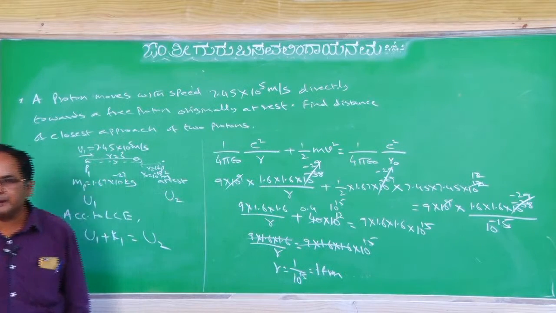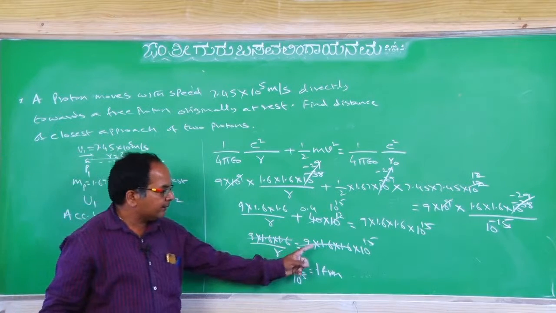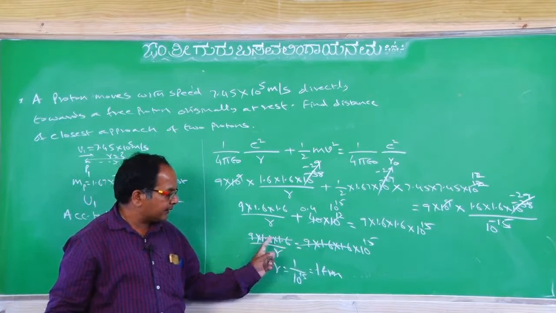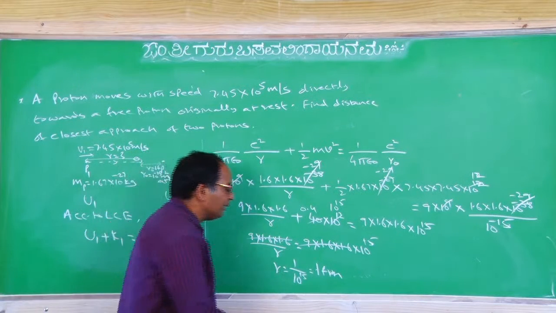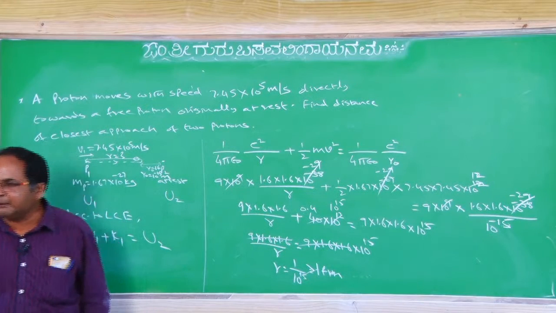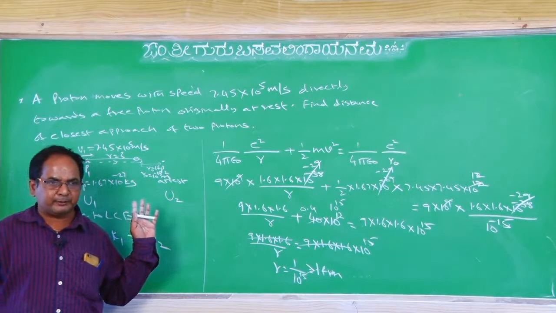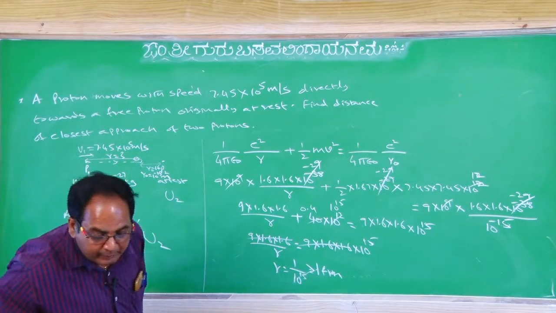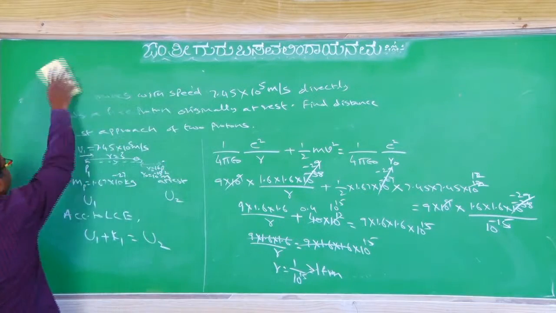R is also approximately 1 Fermi, but is it greater or lesser? This is less than this by a 0.4 coefficient, so it comes into the denominator. So we may write a little bit greater than 1 Fermi. That is the closest approach. Okay, a little bit greater than 1 Fermi.